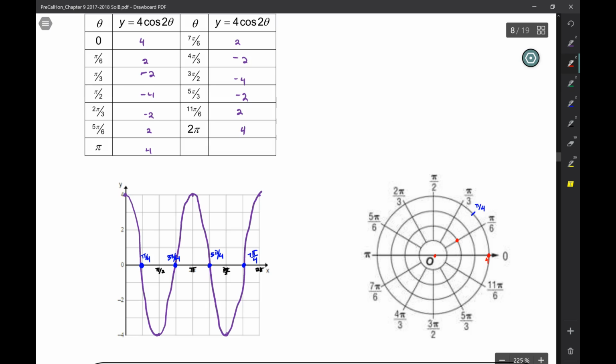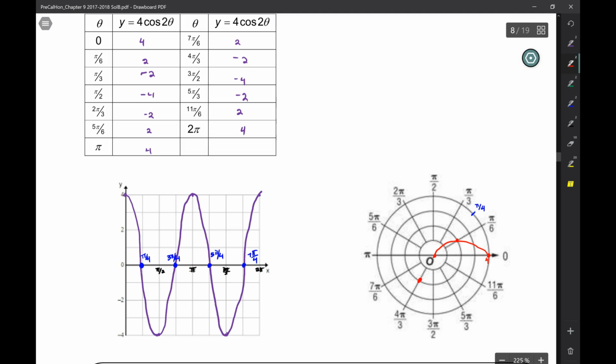Okay? So look at what that looks like right now. Do you see that? Then at pi over 3, the value is -2, so we go here. Okay? -2 right here.